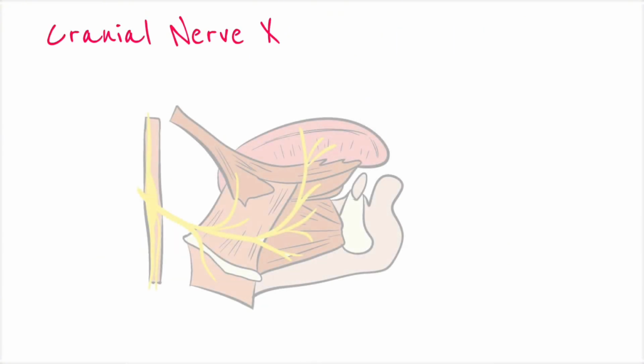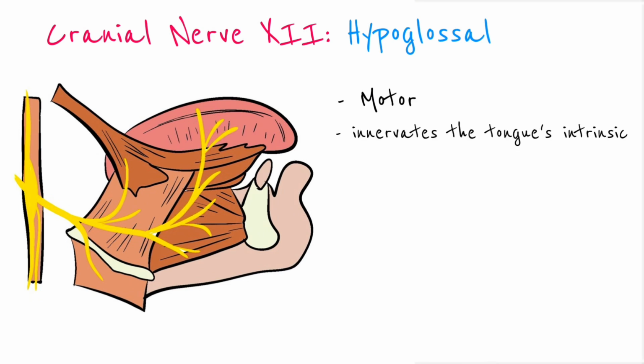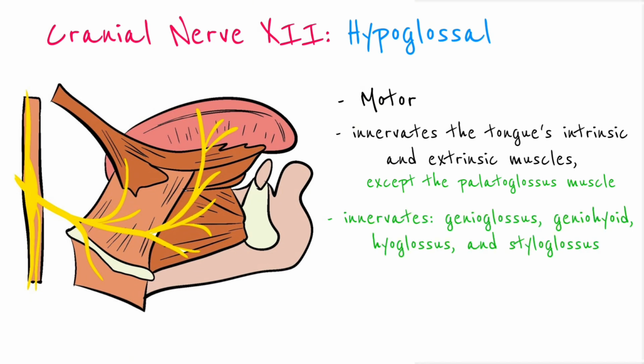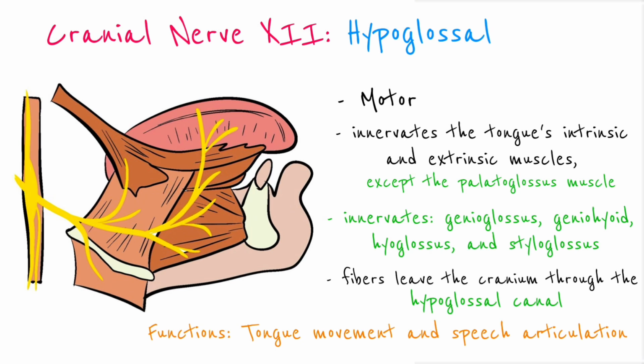Cranial nerve 12, hypoglossal nerve. This is a motor nerve. The tongue's intrinsic and extrinsic muscles, with the exception of the palatoglossus muscle, receive innervation from cranial nerve 12. It provides innervation to the muscles of the genioglossus, geniohyoid, hyoglossus, and styloglossus. Its fibers leave the cranium through the hypoglossal canal. It functions for tongue movement and speech articulation.